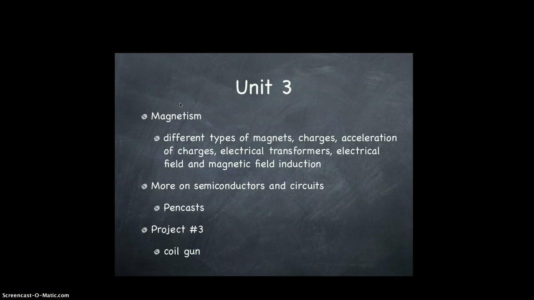So it's a constant flow of these two things happening. It's perpetual. When you have an electric field, you'll induce a magnetic field. When you have a magnetic field, you'll induce an electric field, and it's a big loop. We learned more about semiconductors and circuits. There were pen casts on these things, and we also completed project number 3, which was building a coil gun. We'll talk more about that later.